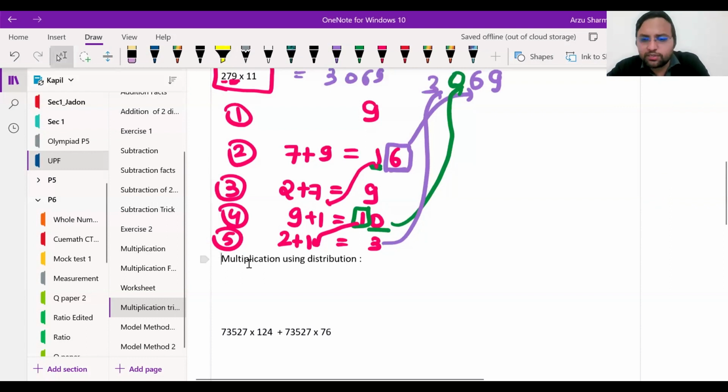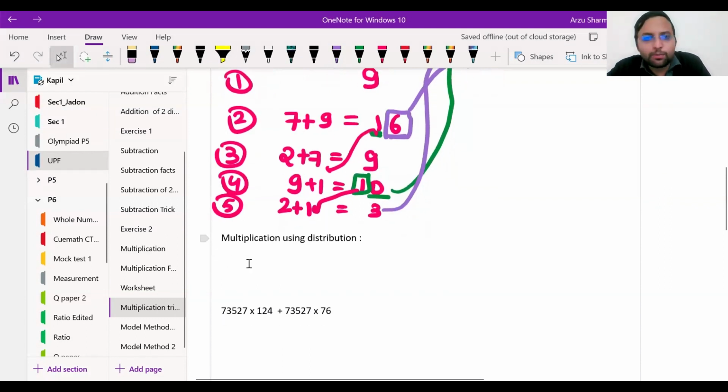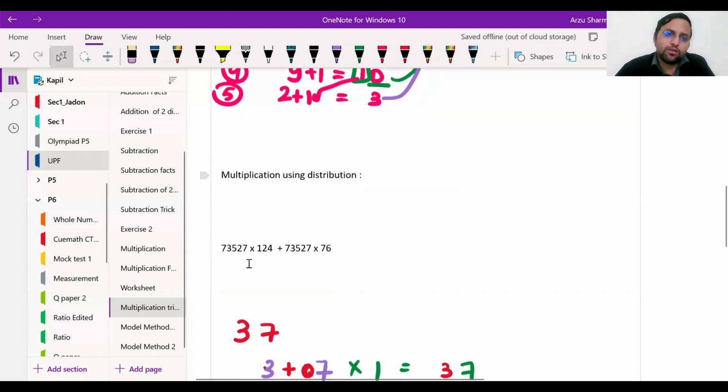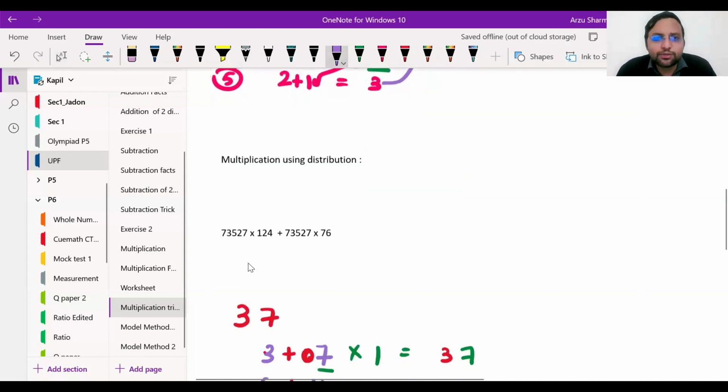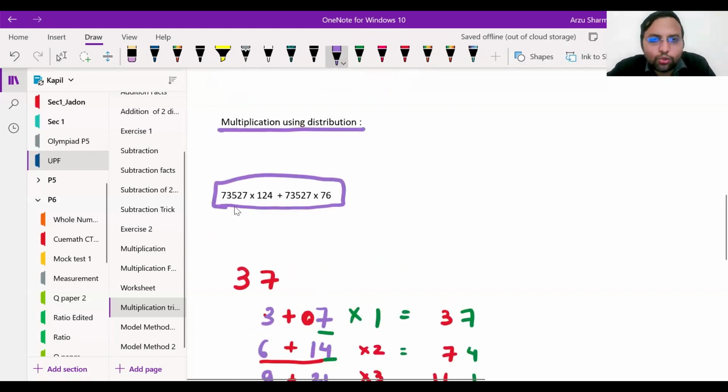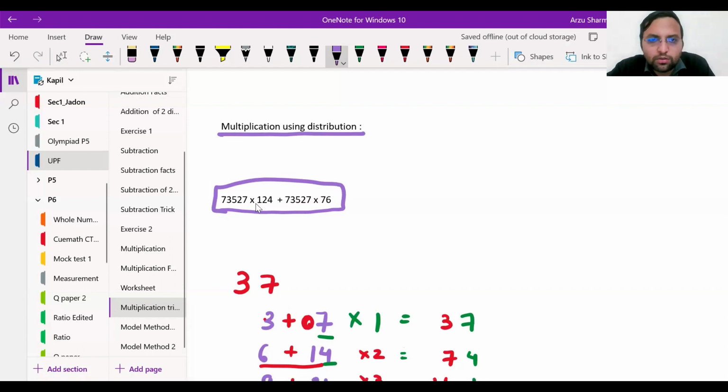Now let's move to one more concept. One more trick, which depends on the problem actually. This is known as multiplication using distribution. So let's say we have this problem. Here you can see huge numbers. We have 73,527, then 124, and we have to find the value of this.